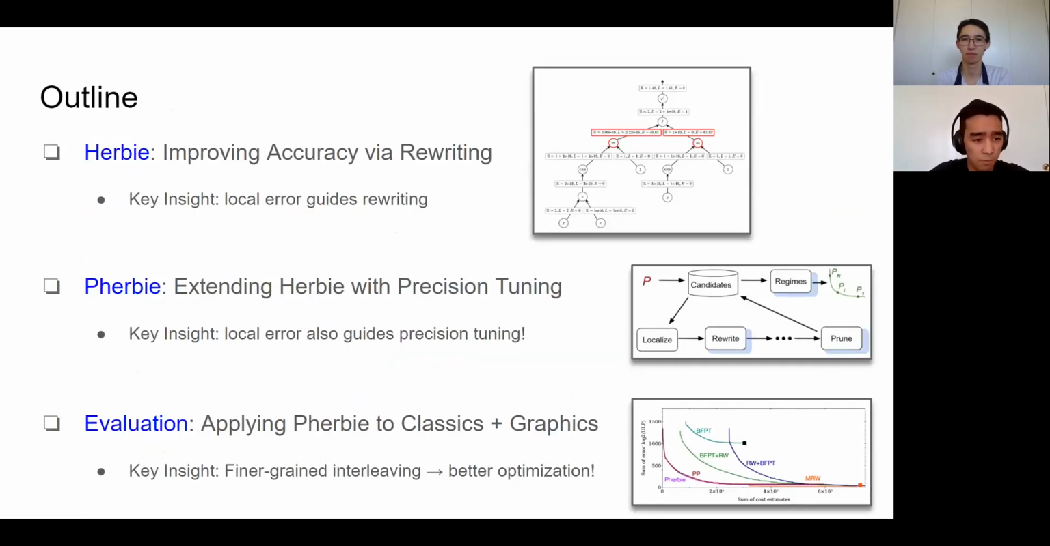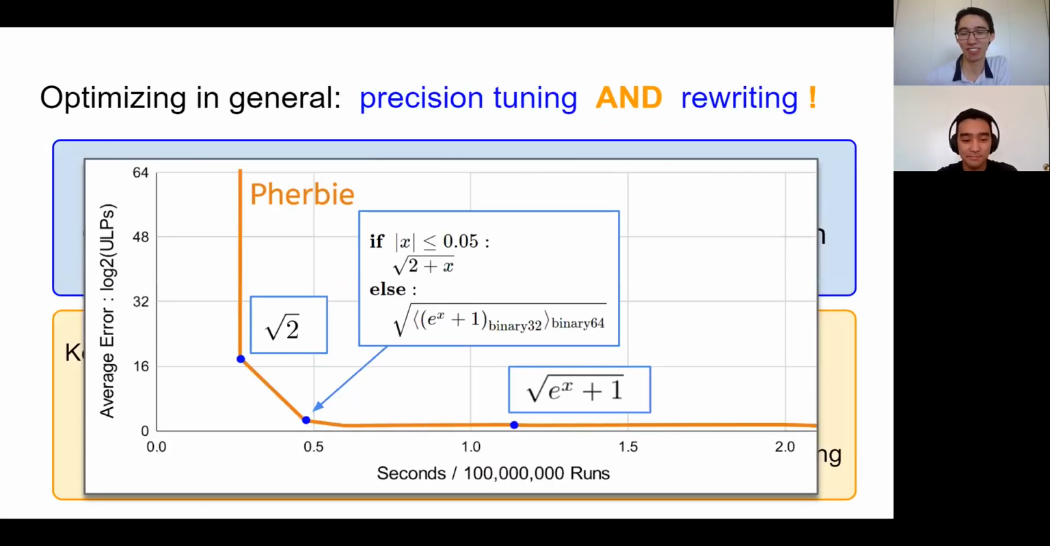So before we get into what Pherbie is, we should talk about the tool it was built from, Herbie, a rewriting-only tool. And Oliver will cover that now. All right, thanks, Brett. So the key idea is to combine precision tuning and rewriting to get better programs. But before we talk about combining both of these techniques at once, I'll be talking about just rewriting.